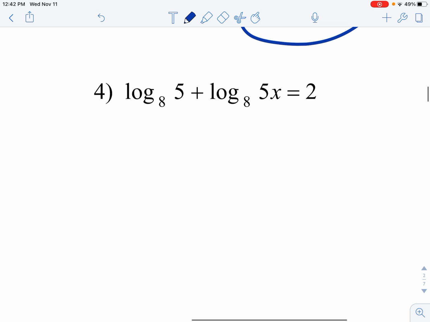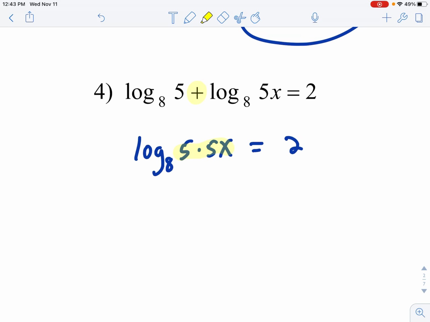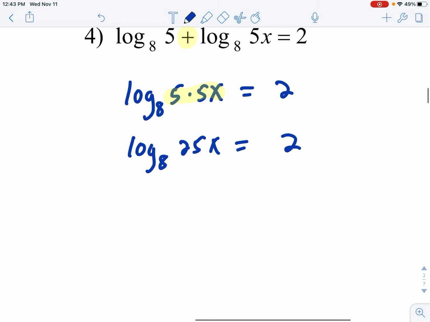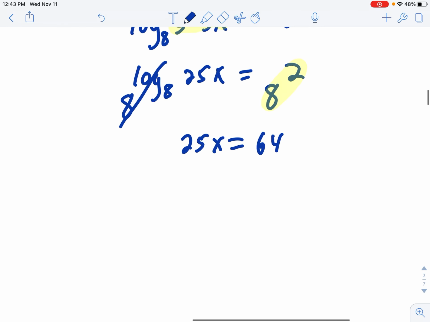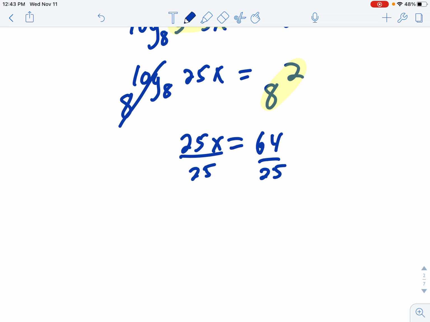Okay, number 4 is also a plus sign here, so I'm going to condense it in the same way. This happens to be a base 8 logarithm, so that's going to be 5 times 5x equals 2, and of course 5 times 5x, you can make that 25x. Now here, we do not have a logarithm on both sides to cross out, so this is not a one-to-one property. For this one, we're going to cancel out the logarithm by dropping a base. Remember, bases and logs cancel each other out. But if you drop a base on one side, you have to drop the same base on the other side. So I end up with 25x equals 8 to the second power, which is 64. Now divide both sides by 25.